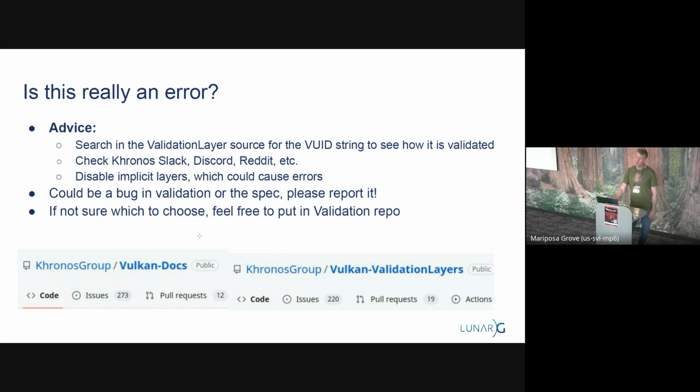Implicit layers can sometimes cause errors on their own, so you could be getting an error caused by a bad implicit layer. I don't think that's very frequent, but disabling implicit layers is a good thing to try. And if you really think it's a bug in validation or the spec, I mean, file an issue and we'll fix it. Sometimes we don't know ahead of time if it's a validation problem or a spec problem, so just file it with validation, and we know how to move it over to the right repository if it is a spec issue.